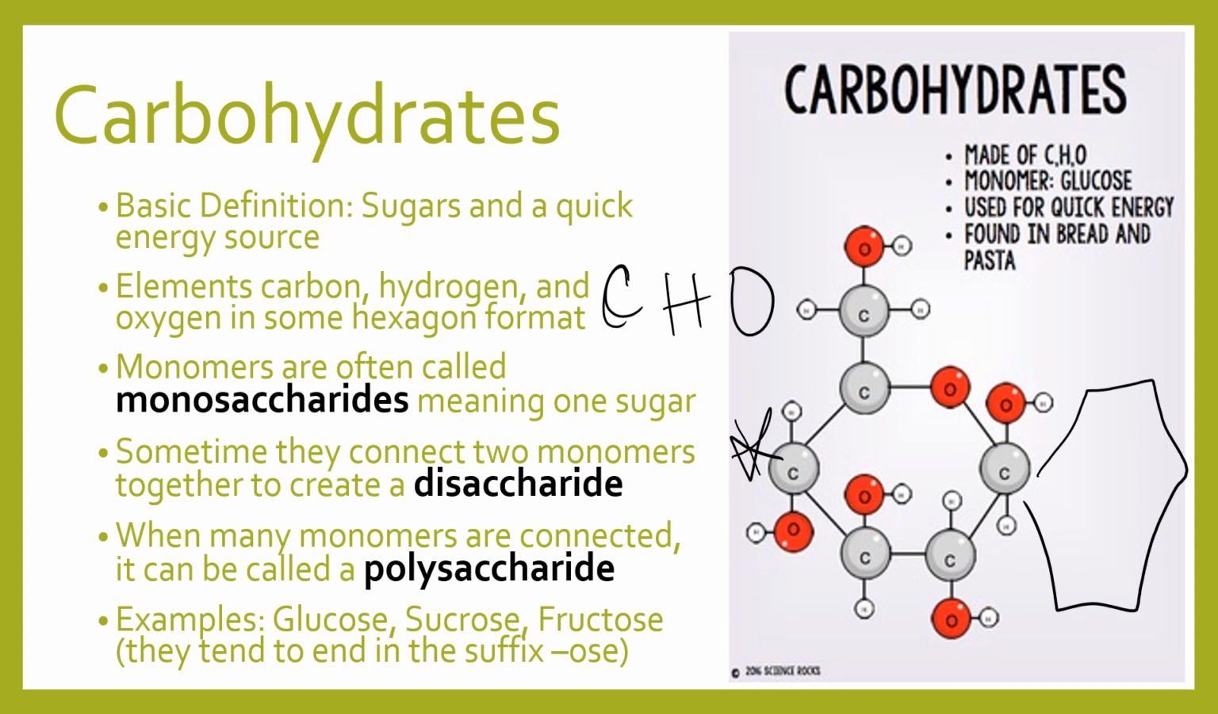So examples of these are things like glucose, sucrose, fructose. You've probably heard a lot of these before. Notice that they all tend to end in OSE. That's just one of the things that scientists do to help us clue into, oh, this is going to be a carbohydrate. So on the test, this picture to the right, this is all I really want you to know. That it's made of carbon, hydrogen, and oxygen. Its monomer is glucose, or the monosaccharide. I would like you to know that term at least. It's used for quick energy, and it's found in things like breads and pasta, the foods that we would call carbohydrates.